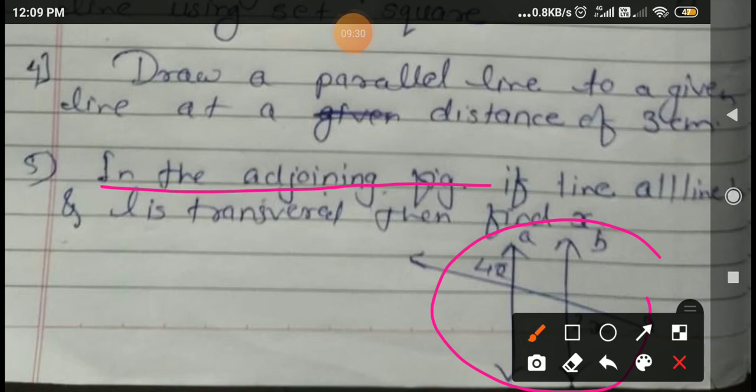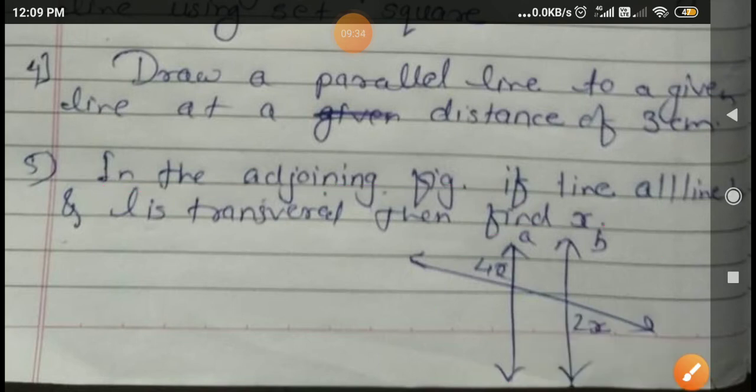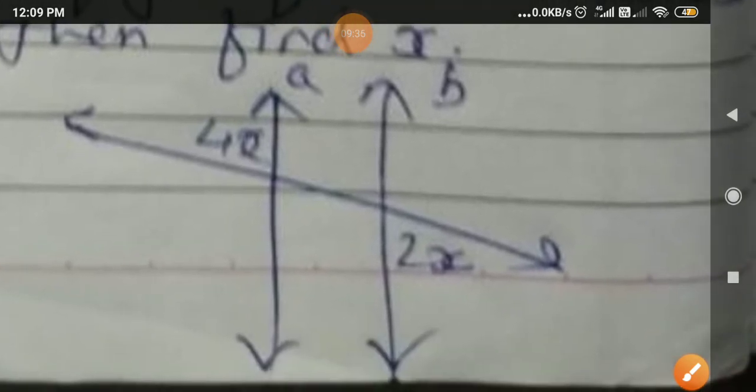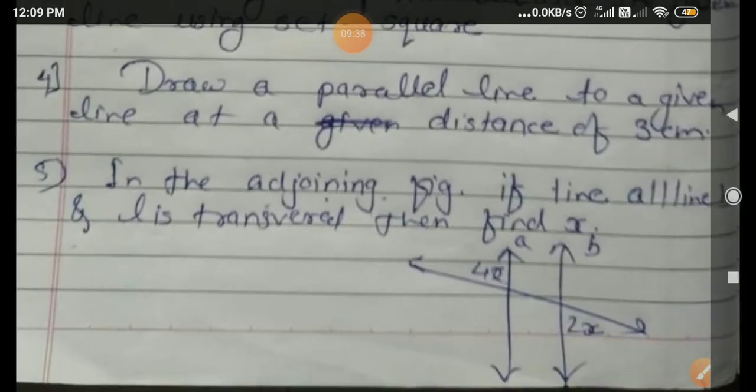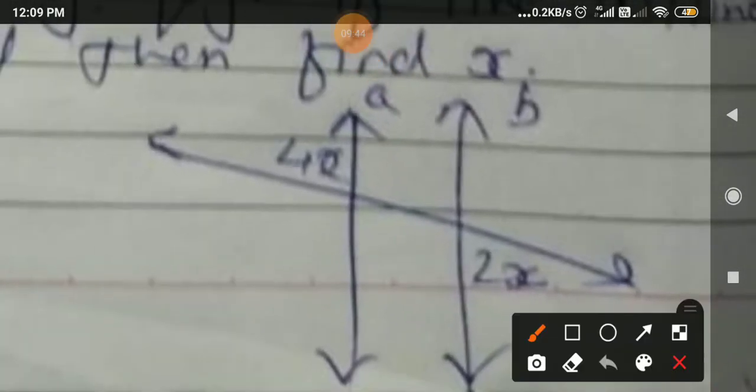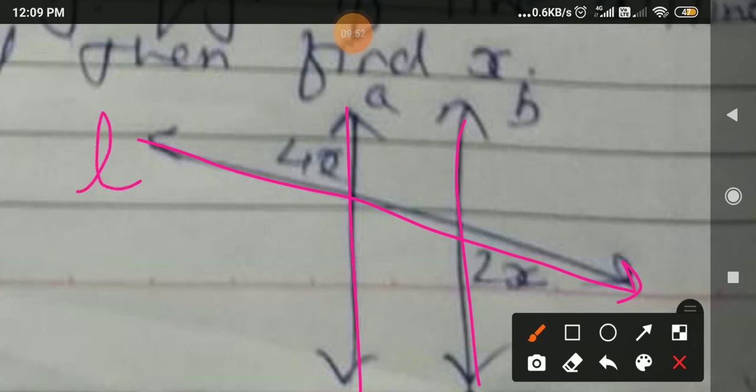If line A is parallel to line B, these lines are parallel to each other, and L is the transversal, then find the value of x. Okay, so if these two lines are parallel to each other and this is the transversal, A and B are parallel to each other, and suppose I take L as the transversal.